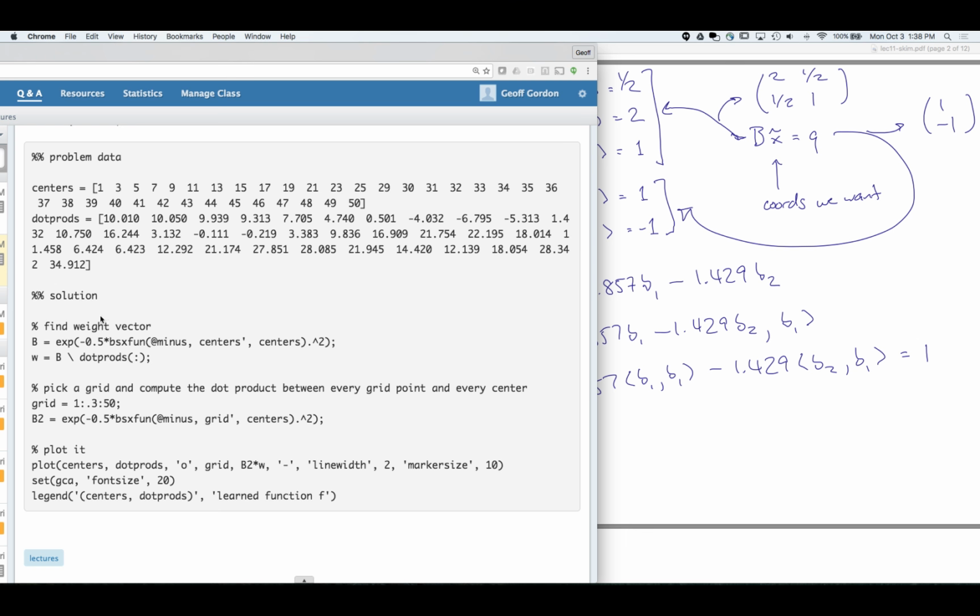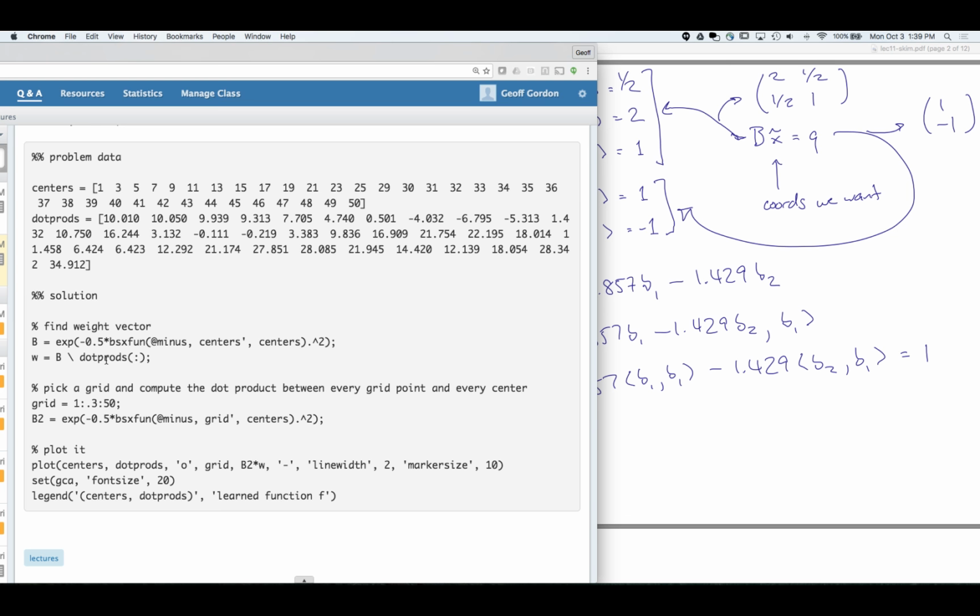And then here is the solution. And so I'd like to go through this line by line. And again, the goal for this is to make sure that everybody can ask questions if they don't understand what any one of these operations is doing. So in order to understand this, you need to know what bsxfun does in MATLAB.